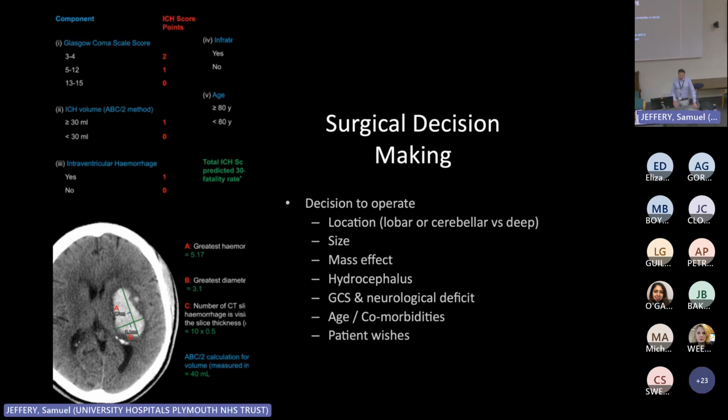And as I mentioned earlier, what's the age, comorbidities, etc., patients' wishes, what level of disability are they willing to live with? These are life-saving operations, and you're potentially condemning someone to a life of severe disability that they might not have wanted. And so that's why it's important to understand what the patient might have wanted.